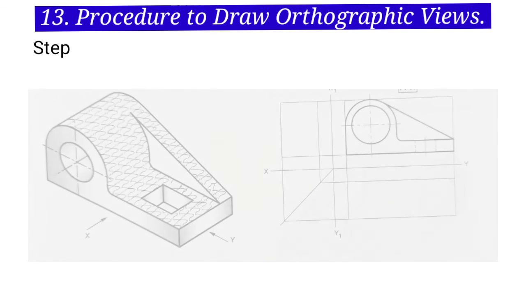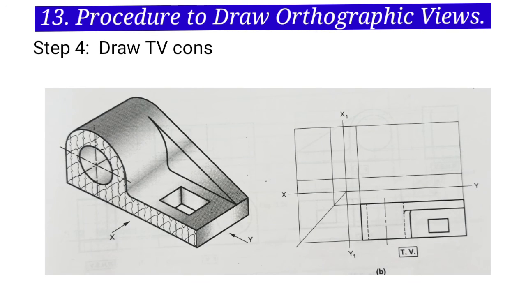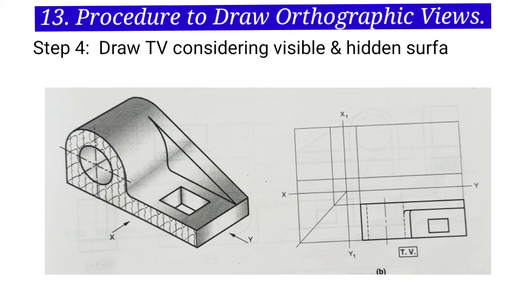Third step, generally the front view is drawn first. The portion of the object which will be visible in the front view is shaded as shown in the figure. Draw the front view of the object in the front view box. Then step number 4, the portion of the object visible from the top is shown shaded in the figure. Draw the top view in the top view box.